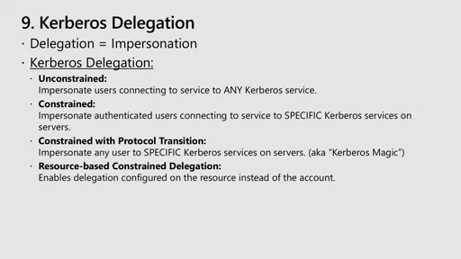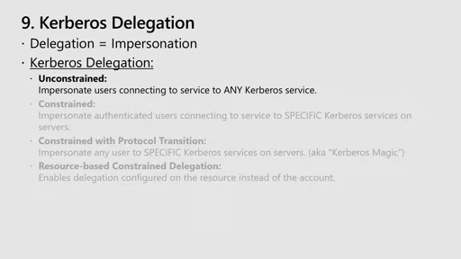I mentioned Kerberos delegation. Delegation is impersonation. This is the ability to impersonate users in the Active Directory domain. Unconstrained delegation is what I'm going to focus on. It's from 2000, we need to get rid of it. Constrained delegation actually constrains and restricts the ability of that delegated ticket.